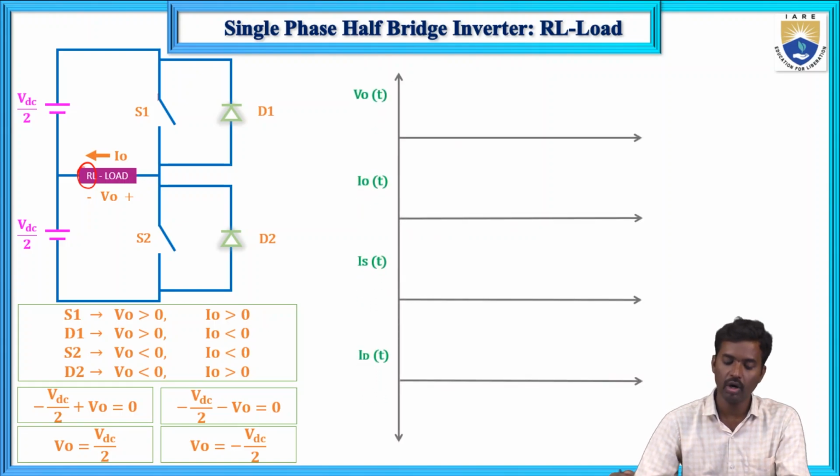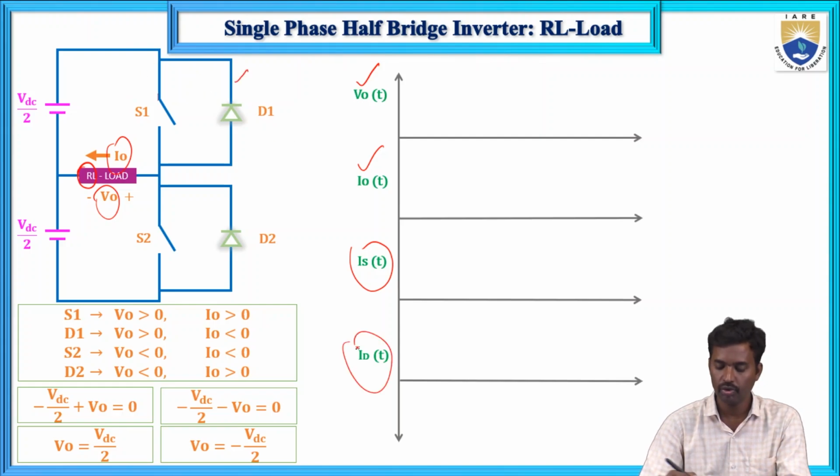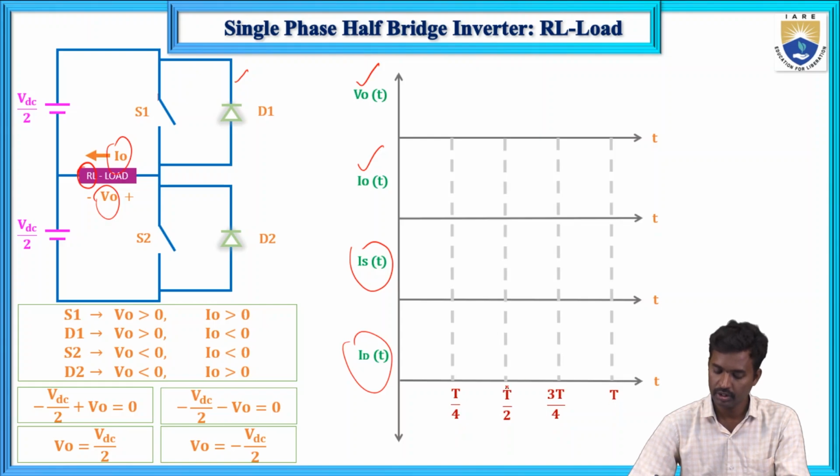Now we will see the output voltage waveform, output current waveform, and next the switch current, that is the thyristor current, and the diode current. These four waveforms we will see first. The total time period is T, with marks at T by 4, T by 2 and 3T by 4.